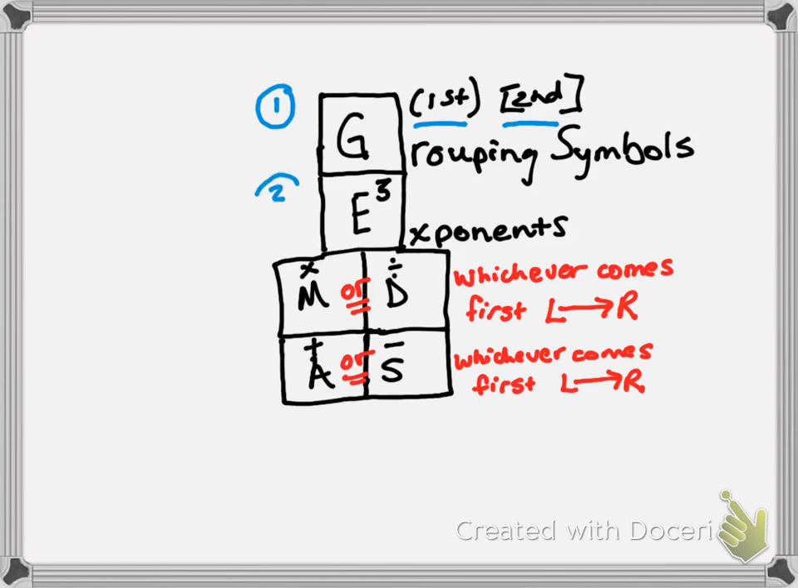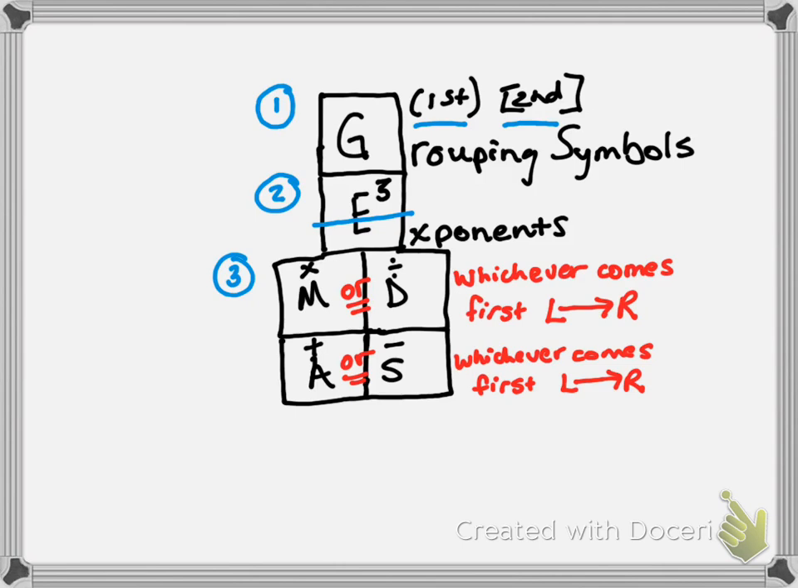Exponents should be solved next. In 5th grade, we do not have to worry about exponents. Next, multiplication or division should be solved. And it's whichever comes first, moving left to right. So if division comes first, you solve that first and then the multiplication. If the multiplication goes first, then you solve the multiplication and then the division.